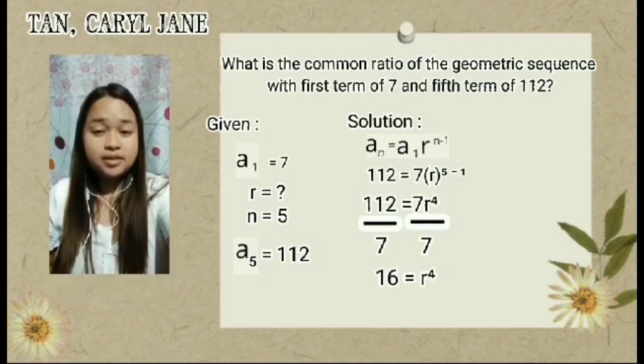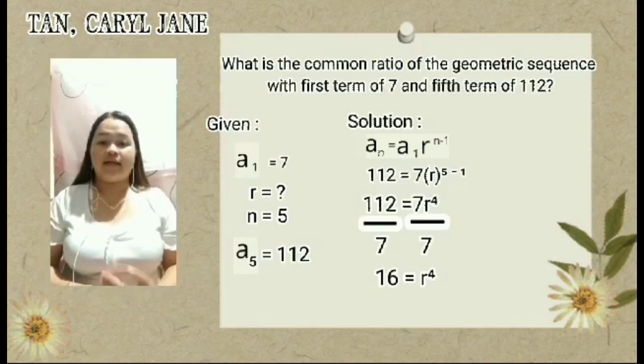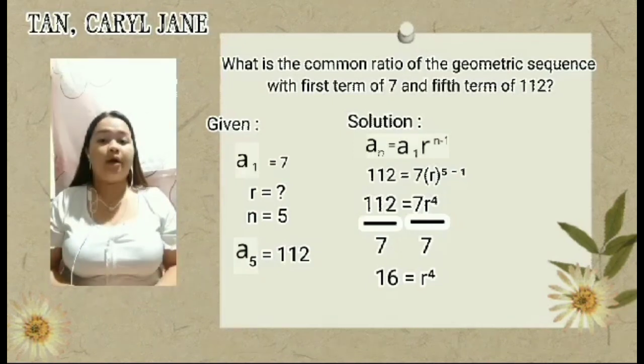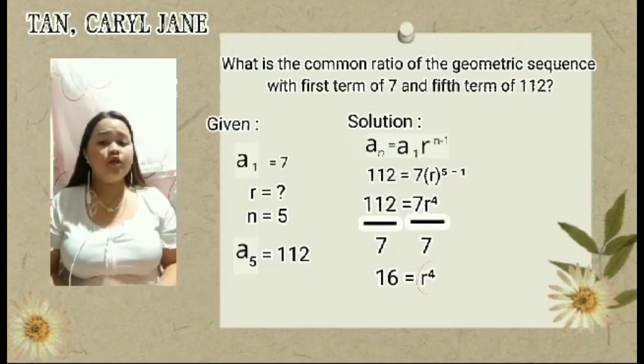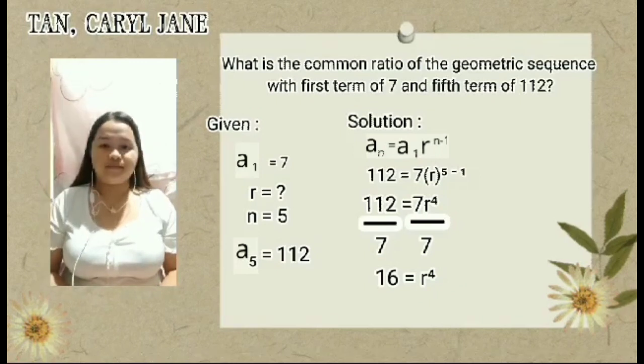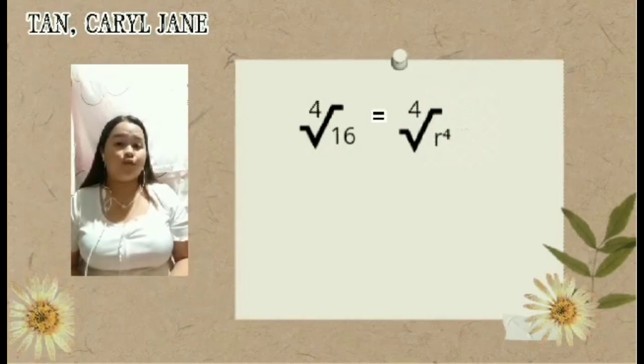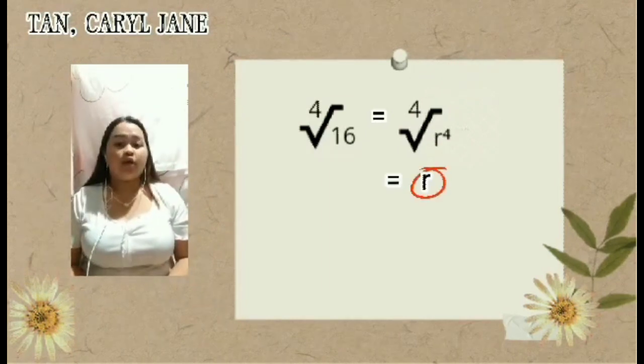But the problem is that we are looking for the r and not the r raised to 4. So we need to use radical. We need to know how to use radical to remove the exponent 4. So the application is the radical. So if it is raised to 4, we need to take the fourth root to remove it. So let's take the fourth root of r raised to 4, and the answer is 1, so it will be r. And that's what we're looking for.